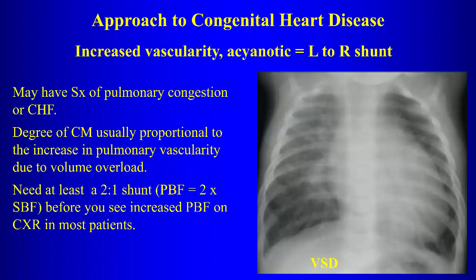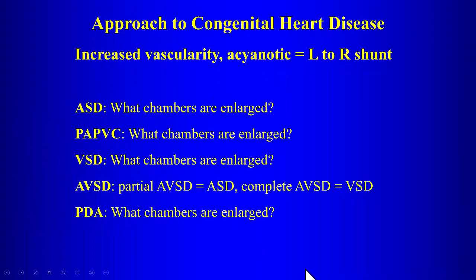As far as the plain film goes, you need at least a 2-to-1 shunt, meaning the pulmonary blood flow has to be twice the systemic blood flow before you can actually see and perceive that on the chest radiograph. That's why you can have patients who go to echo and they find atrial septal defects or ventricular septal defects, and the chest radiograph looks completely normal, right? You need a relatively large shunt, 2-to-1, before we can actually see the changes on the chest radiograph. So chest radiograph is insensitive compared to echocardiography for this.